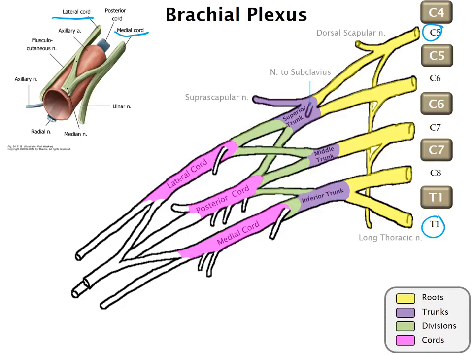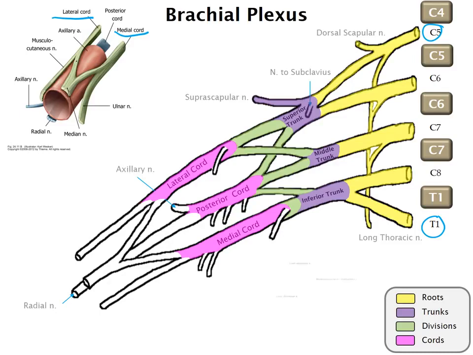There are two terminal branches of the posterior cord. Those branches are the axillary nerve and the larger radial nerve. The axillary nerve innervates the deltoid and teres minor muscles, while the radial nerve will course through the posterior arm and forearm to innervate the extensor compartments of both the arm and forearm.